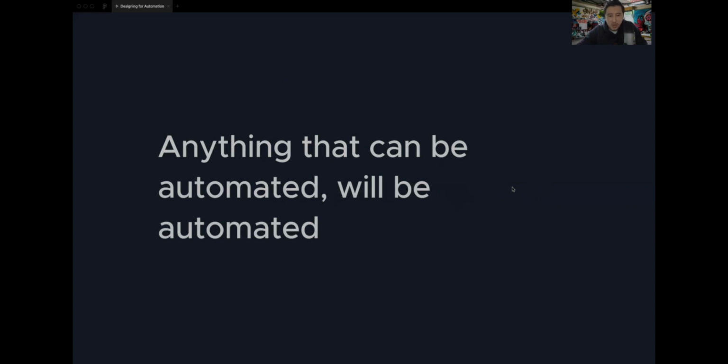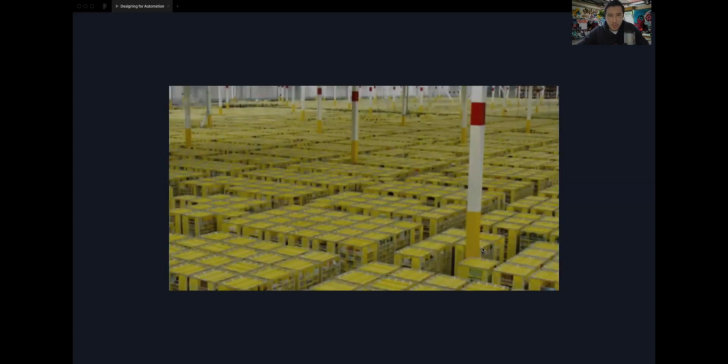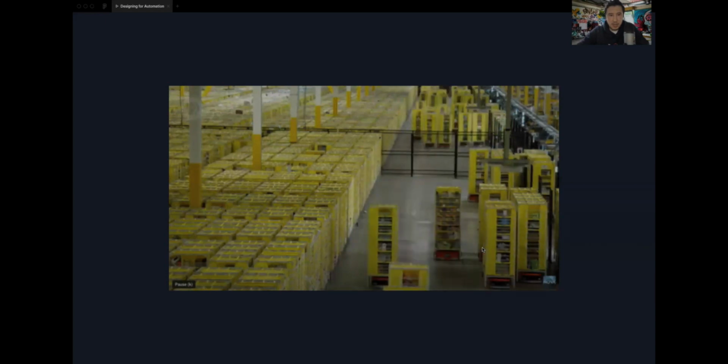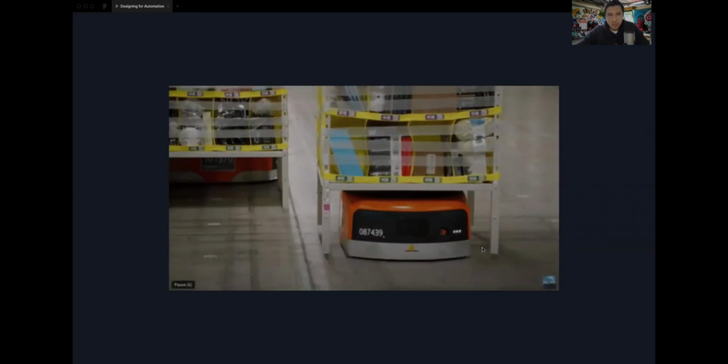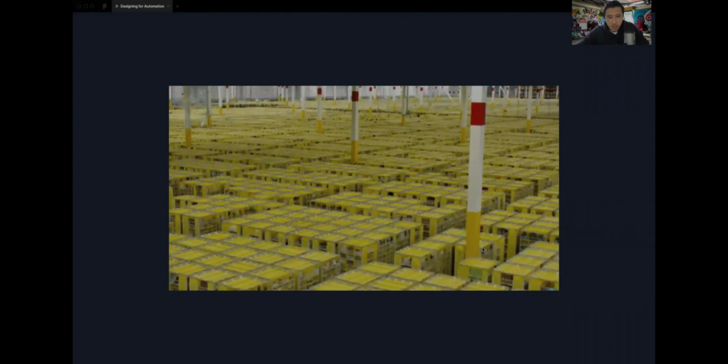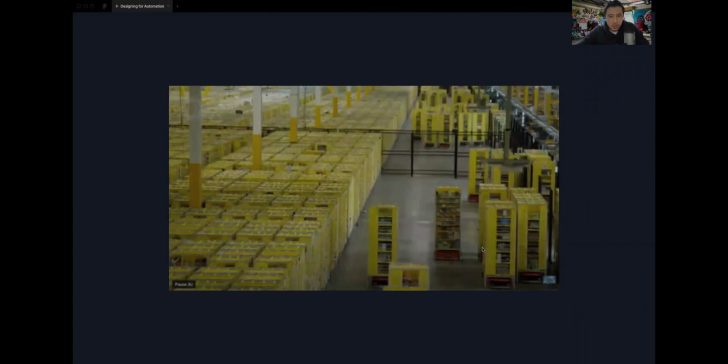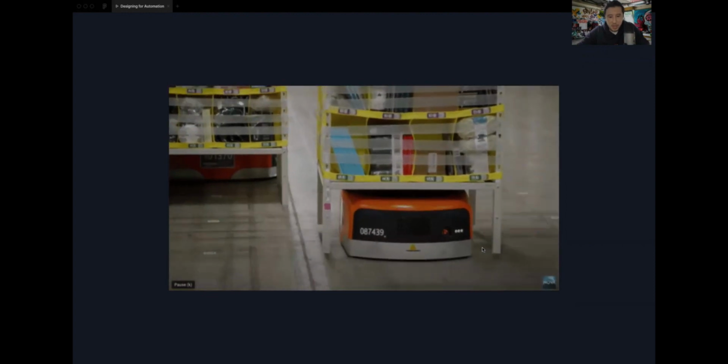We already started seeing this in our daily life, and automation is happening all around us in big and small ways. For example, Amazon is already using robots to move and stack bins in warehouses. So instead of humans, they are using robots, and that way they are saving time, resources, and money.